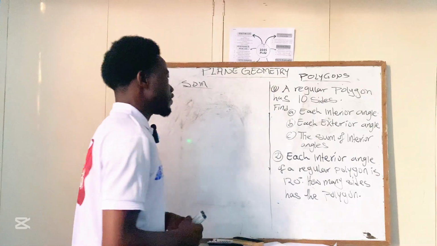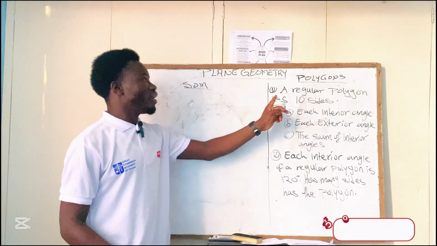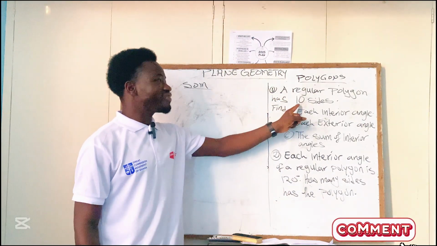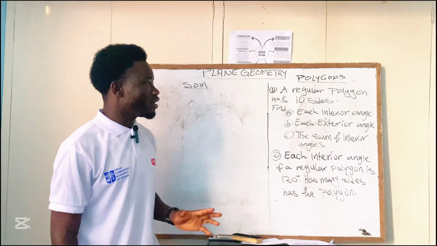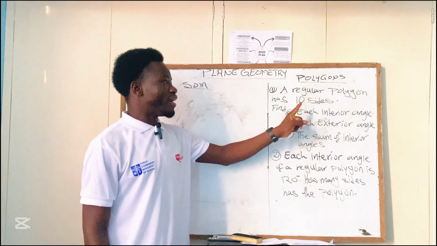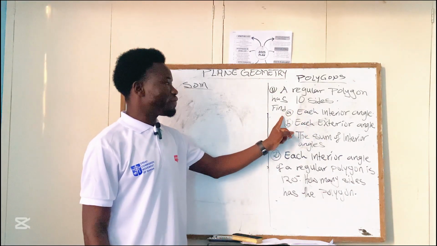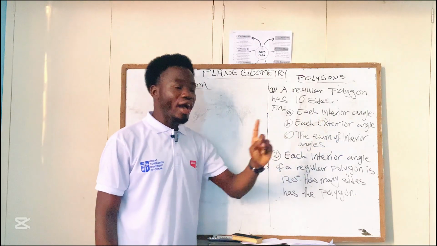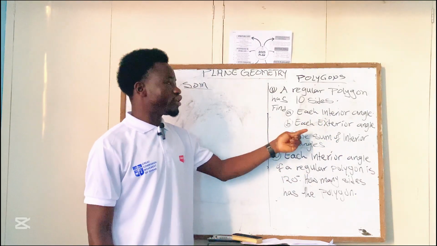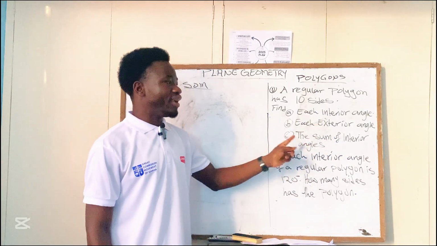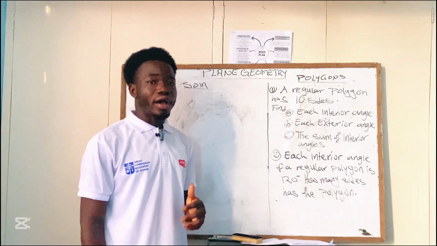So the first question states that a regular polygon has 10 sides. That's the first claim. The size is 10. Then find A, each interior angle, B, each exterior angle, and C, the sum of the interior angles.